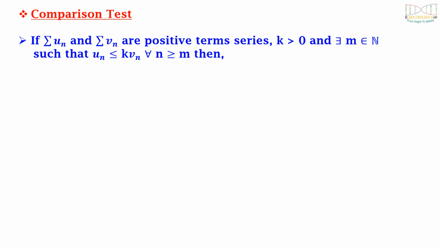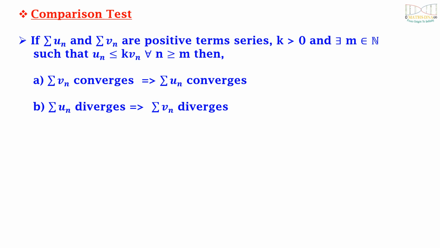If summation un and summation vn are positive term series with k greater than 0, and there exists m belongs to N such that un is less than or equal to k vn for all n greater than or equal to m, then summation vn converges implies summation un converges, and summation un diverges implies summation vn diverges. Let us understand this more clearly with the help of some examples.